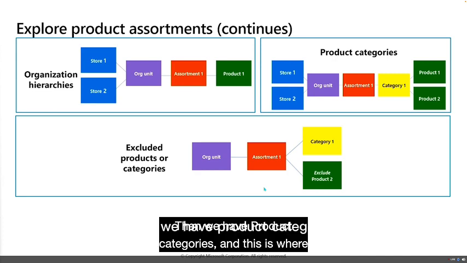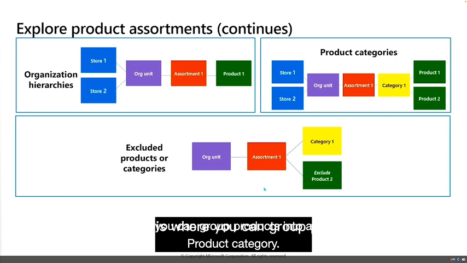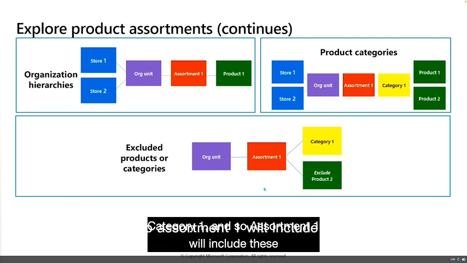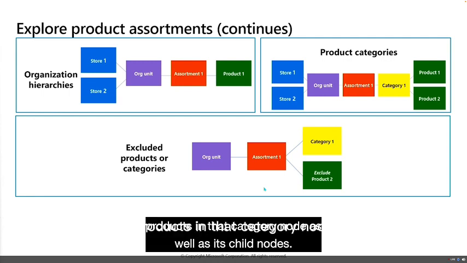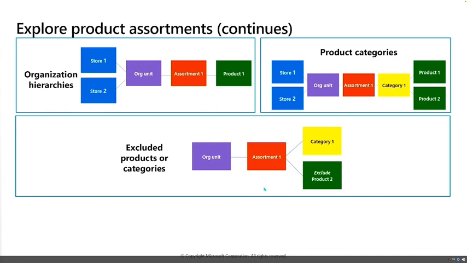Then we have product categories, and this is where you can group products into a product category. So if we take a look at the box on the top right of the slide, we will see that products 1 and 2 are part of category 1. And so assortment 1 will include these products in that category node as well as its child nodes.